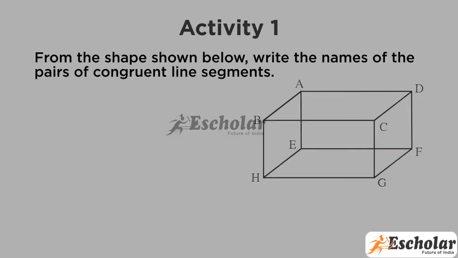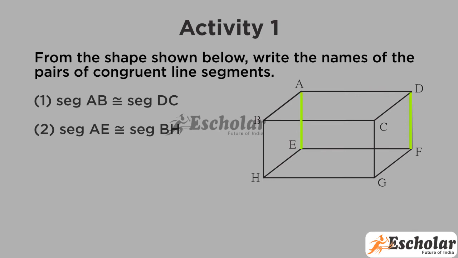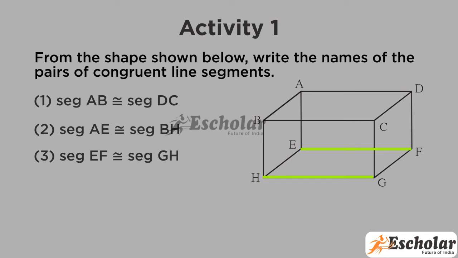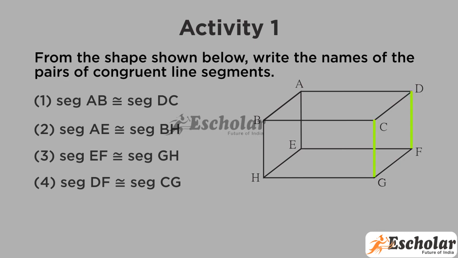Activity 1. From the shape shown below, write the names of the pairs of congruent line segments. First, segment AB ≅ segment DC. Second, segment AE ≅ segment BH. Third, segment EF ≅ segment GH. Fourth, segment DF ≅ segment CG.